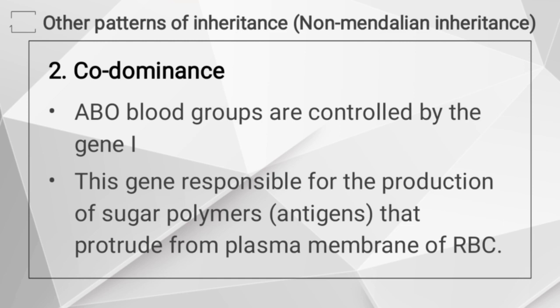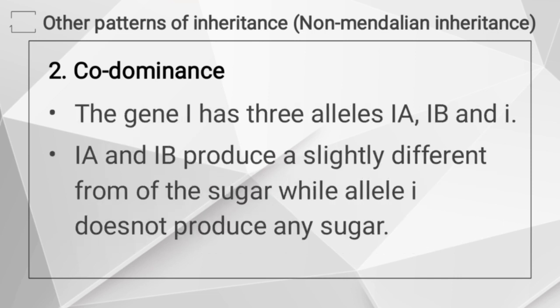This is controlled by the gene I. This gene is responsible for the production of sugar polymers, or antigens, that protrude from the plasma membrane of RBC. This gene has 3 alleles, IA, IB and small i or I0. IA and IB produce slightly different forms of sugar, while small i does not produce any sugar. That means IA and IB produce slightly different antigens, whereas small i does not produce any antigen.